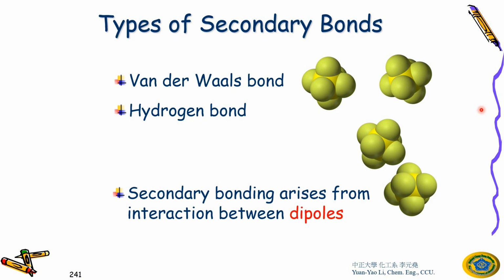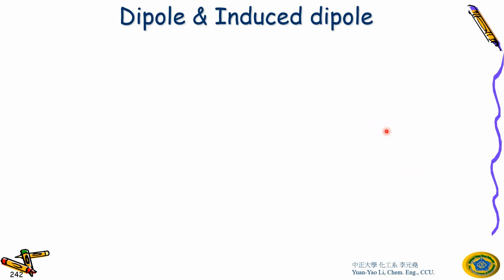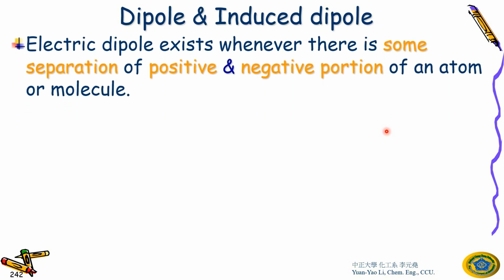So why do you have secondary bonds? Because secondary bonding arises from the interaction between dipoles. There are some dipoles here. Okay, so now what is a dipole? I hope you still remember, right? We already had this in your midterm exam. An electrical dipole exists whenever there is some separation of positive and negative portions of electrons or molecules.